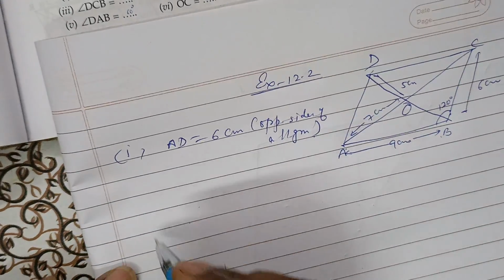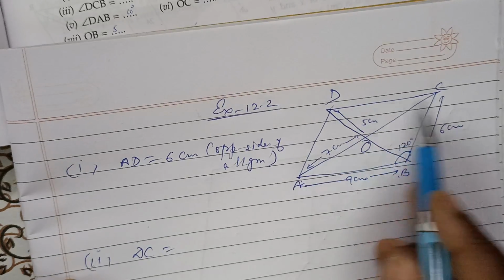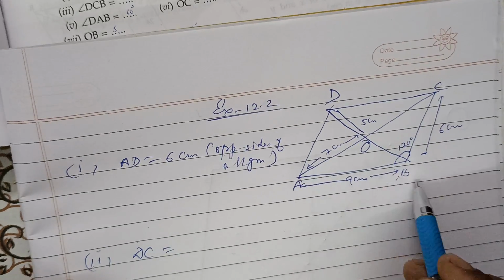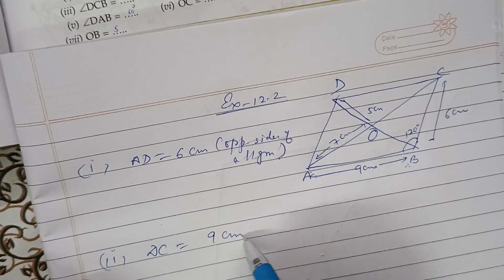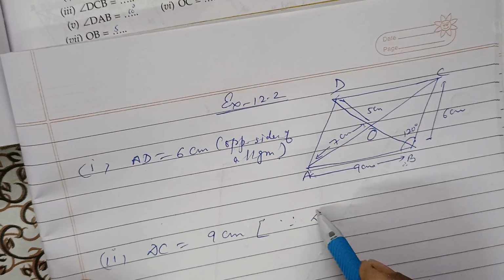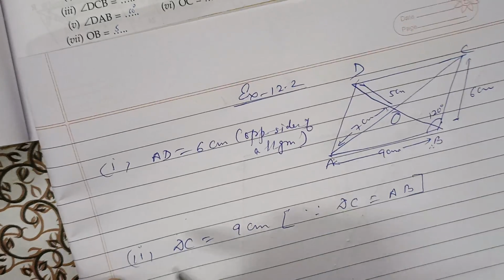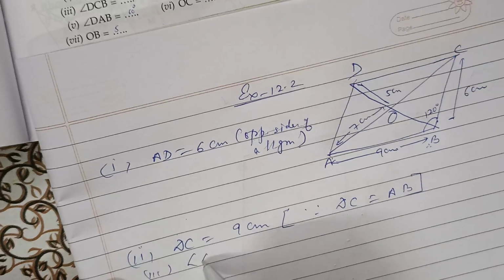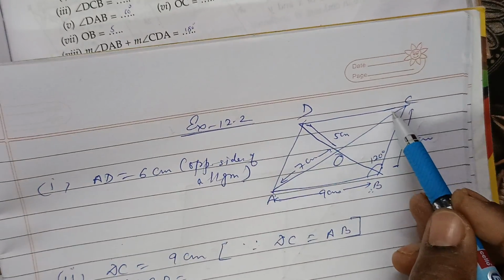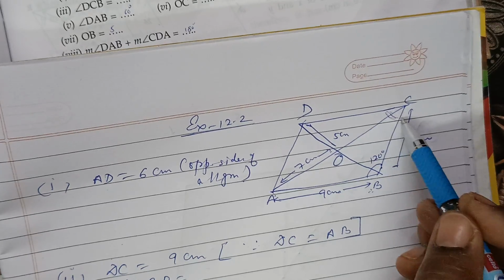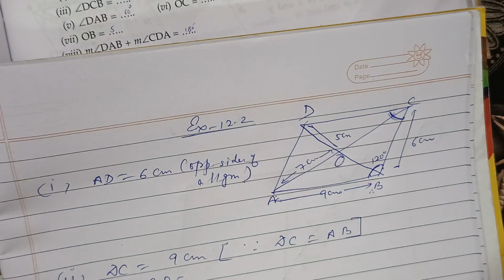Then we come to the second one, that is DC. Now DC is equal to AB, isn't it? Now what is AB equal to? 9 centimeter. So DC will be also equal to 9 centimeter since DC is equal to AB. You have to write down like this. Then number 3, angle DCB. Angle DCB means this angle. We have to find out this angle. Now this angle plus this angle will be equal to 180 degree, adjacent angles.